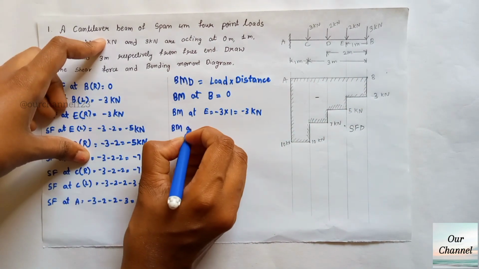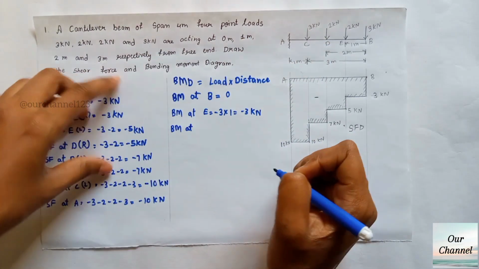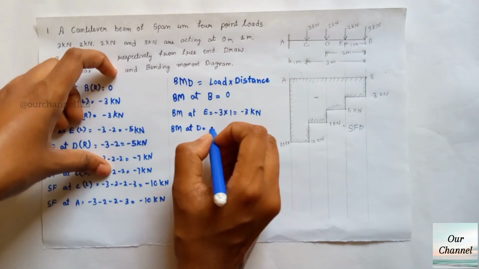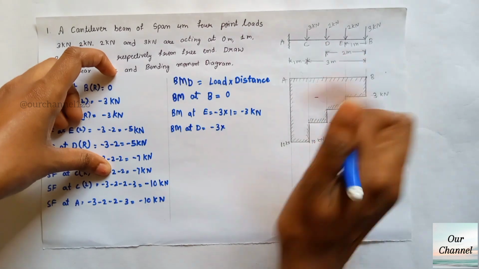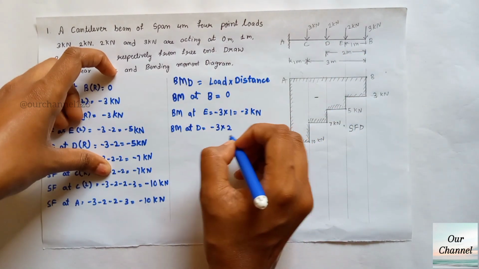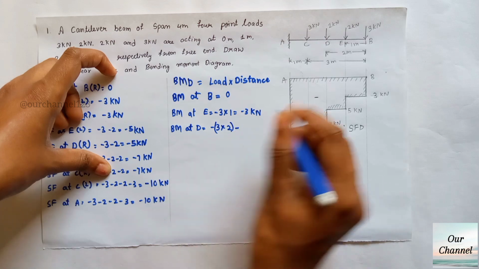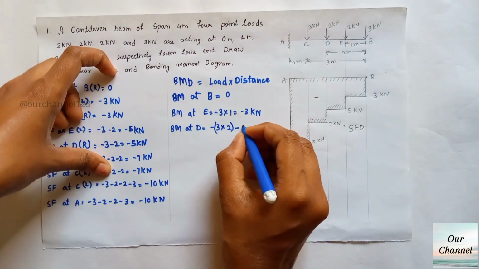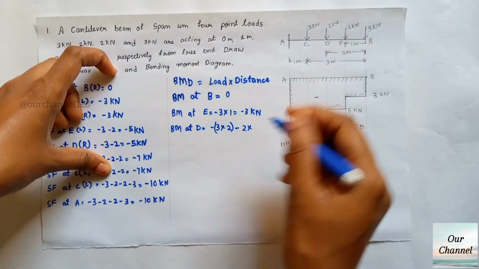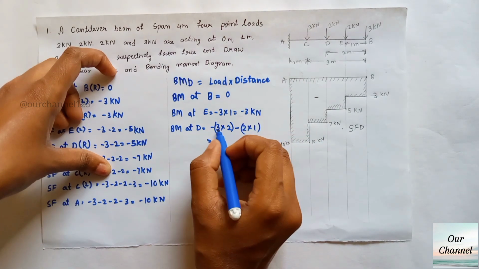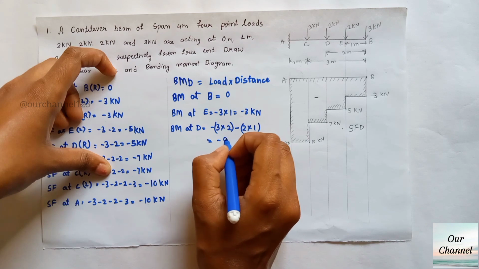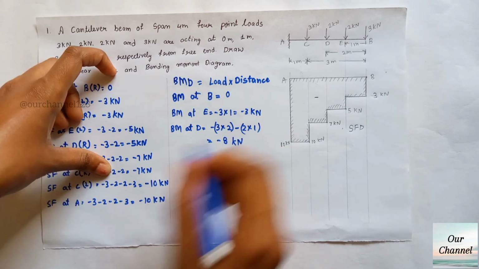Bending moment at D. On the D we can see there are two loads on the right side, minus 3 into distance is 2. Next minus 2 into the distance is 1 meter. So we will get minus 6 minus 2, minus 8 kilonewton meter.